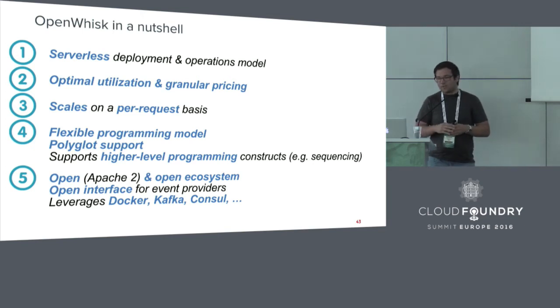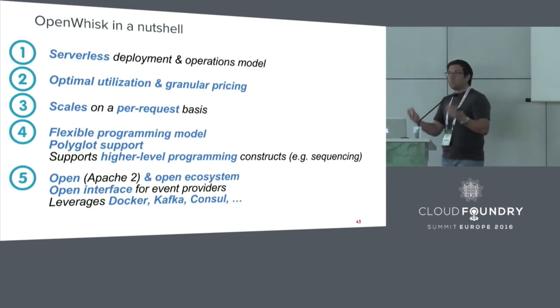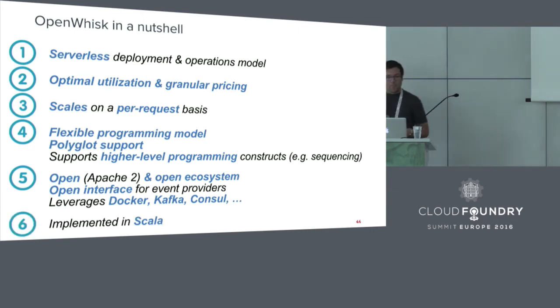We also provide you with an open interface for event providers, which makes it even better, because that means that everyone, including you, can enable any service that has not been enabled before by us. So it's not only the engine that is open, it's also the ecosystem that is open, so that we can end up with a lot of event emitters. And OpenWhisk has been implemented just for performance reasons in Scala.